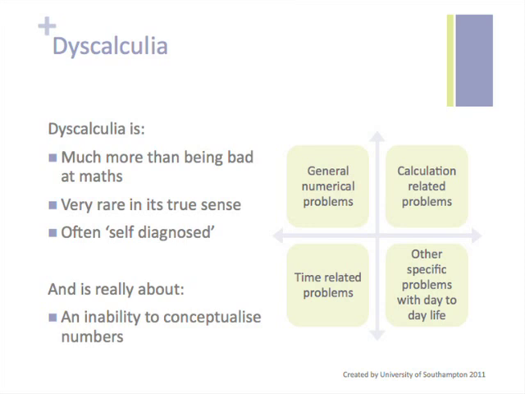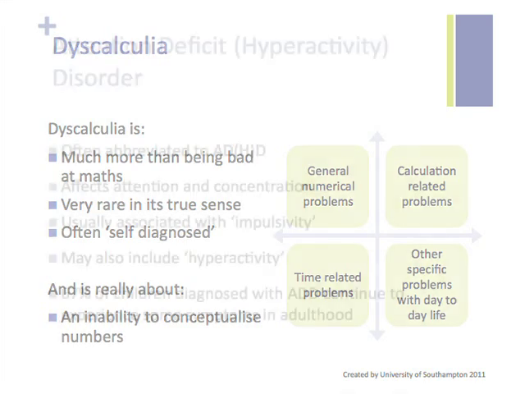Dyscalculia itself is about an inability to conceptualise numbers. It can cause general numerical problems, such as reading numbers incorrectly on charts, calculation-related problems, such as drug calculations, time-related problems, such as estimating how long an individual task may take, and day-to-day life problems such as dealing with money. Some dyslexic people also have maths difficulties. This does not necessarily mean dyscalculia as such.